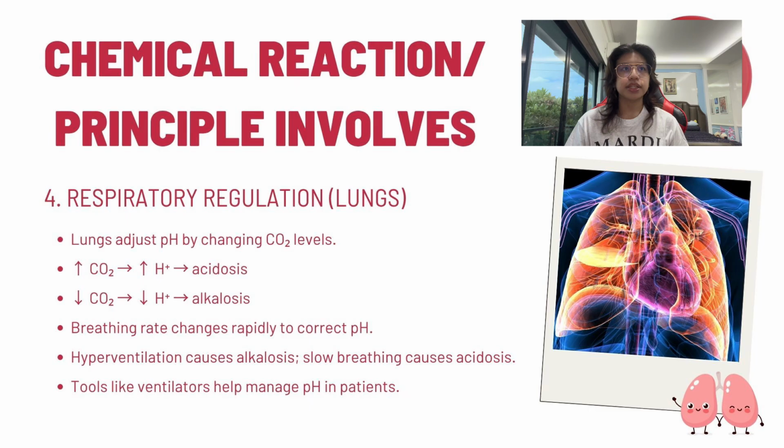Respiratory regulation. The lung helps control the pH by changing the amount of carbon dioxide in our blood. If breathing is slow or carbon dioxide is built up, more carbonic acid is formed, making more hydrogen ions and lowering the pH. If breathing is fast or carbon dioxide is lost, less carbonic acid is formed, fewer hydrogen ions, and the pH goes up. The body can change how fast we breathe to fix pH problems.